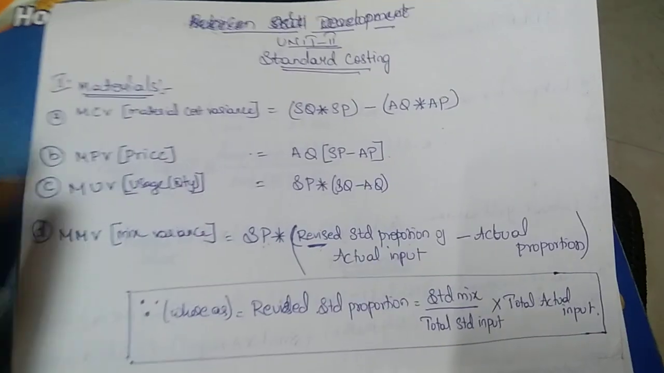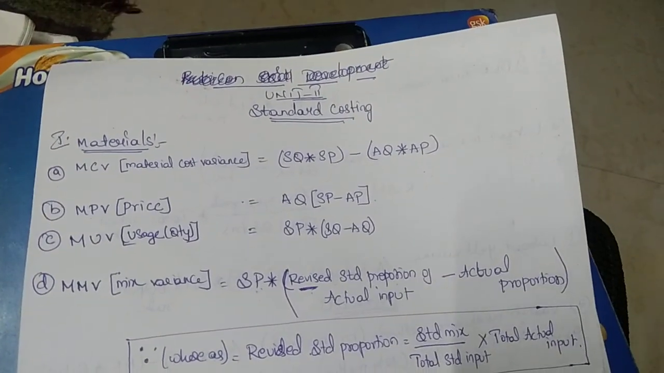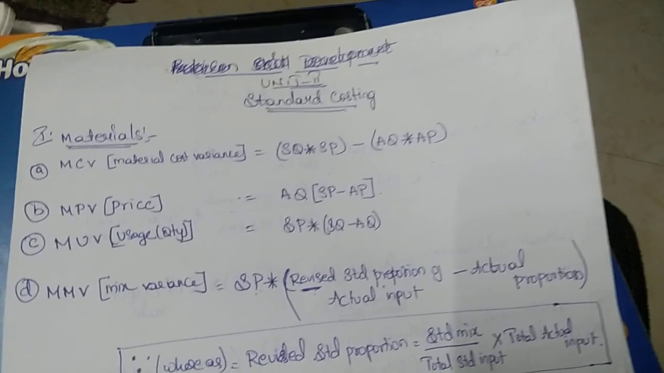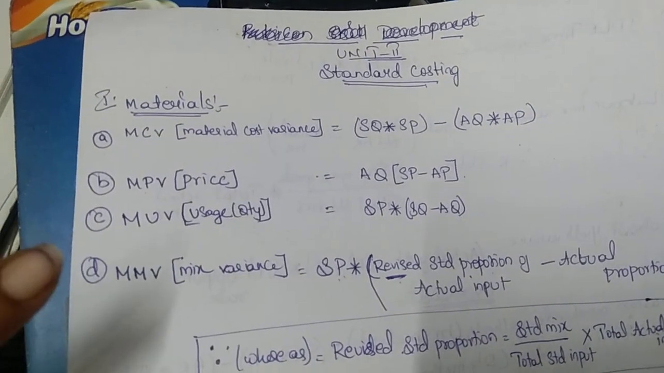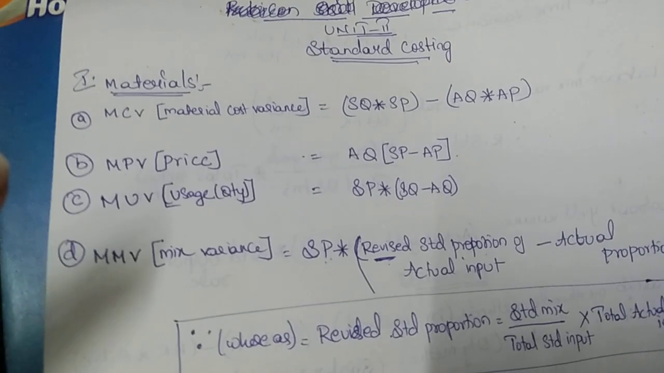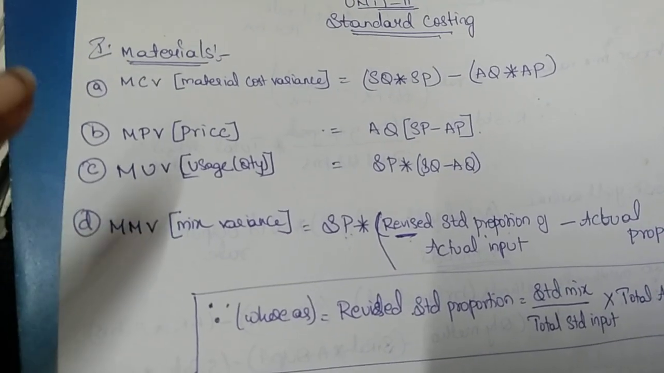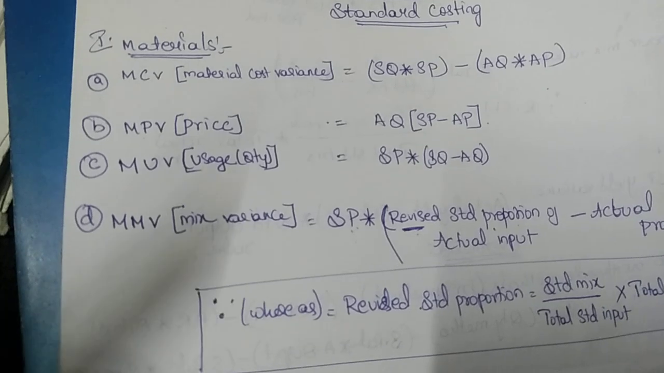Hello all, today we are going to look into the Unit 2 standard costing. Under this, first we are going to look into the material variances today. These are the formulas which we are going to apply.